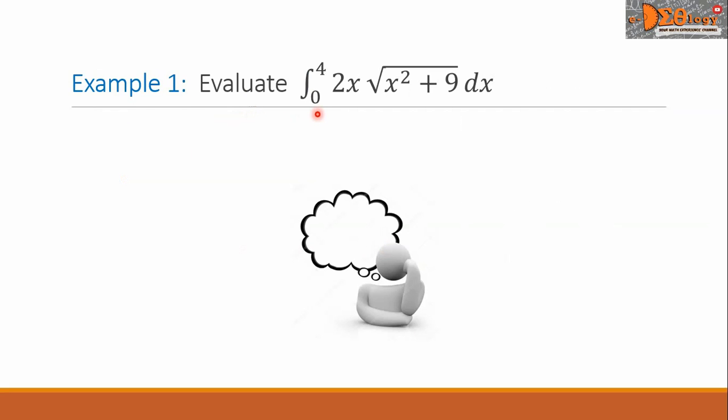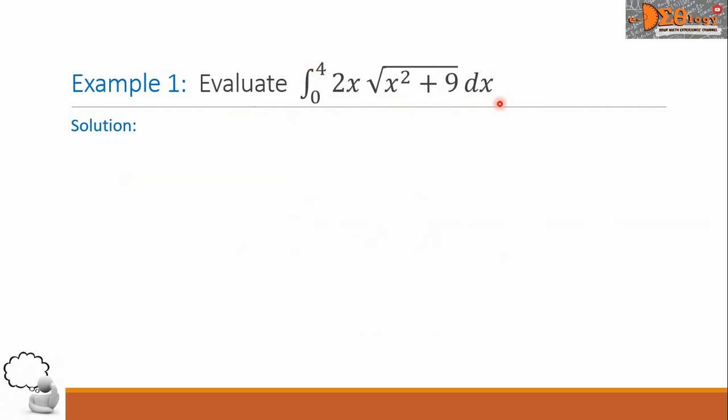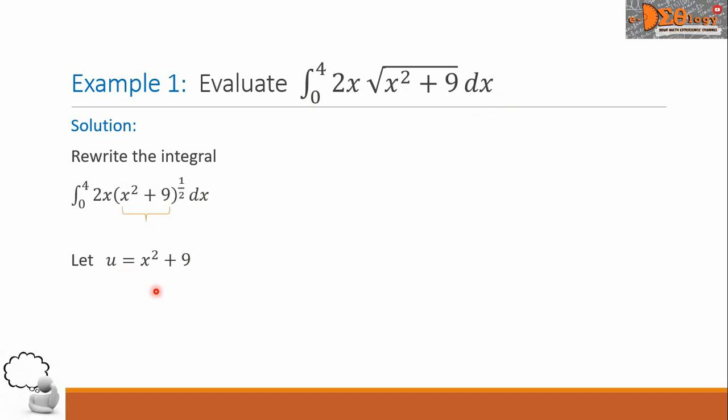Evaluate the integral from 0 to 4 of 2x times the square root of the quantity x squared plus 9 dx. For our solution, let us rewrite this integral showing the radical as a fractional exponent. And from here, let us choose u. We let u be x squared plus 9.